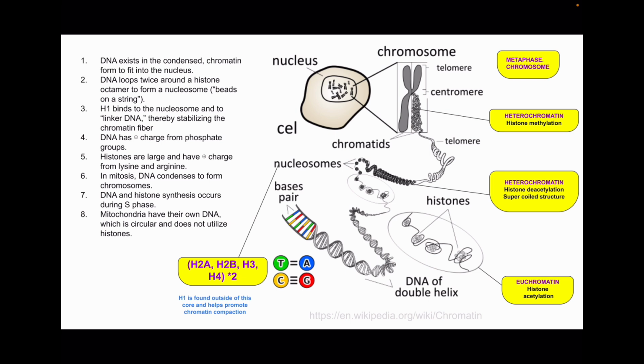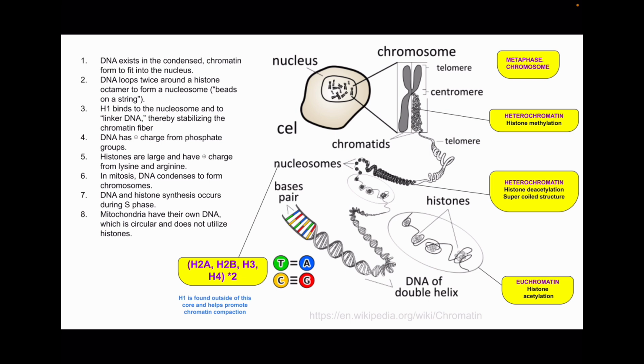DNA loops twice around a histone octamer to form a nucleosome, beads on a string. If you remember the diagram that I showed you in slide 1, you saw that you had the octamer in the middle and DNA looped twice around to form a bead on a string appearance. So over here, if you look at the diagram, you can see the histones, and you can see that they're looping twice. There's a twice of a loop made around each of those histone octamers.